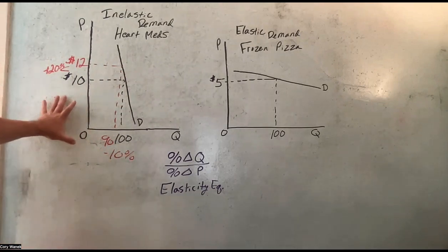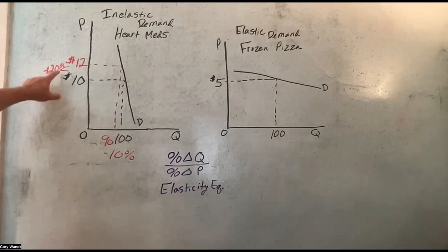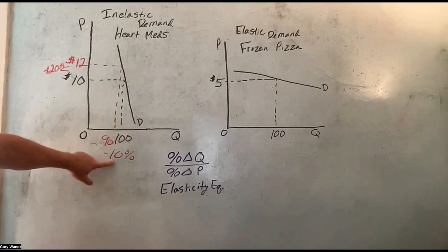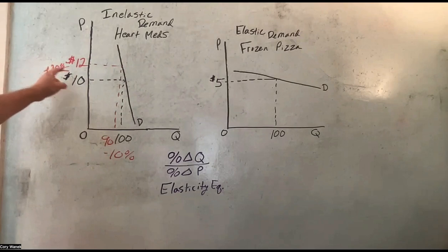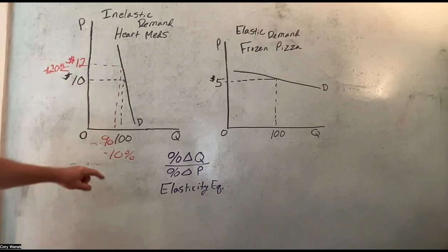This is why it's inelastic. It's saying for any price change, here 20%, the quantity change will be less. That's the definition of inelastic. So for any price change as a percentage, the quantity change is less.